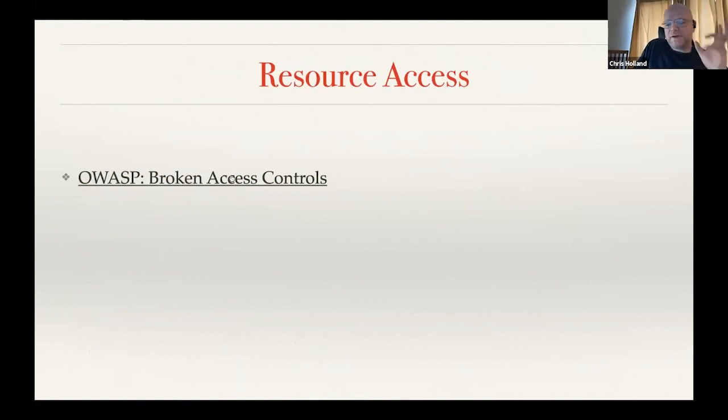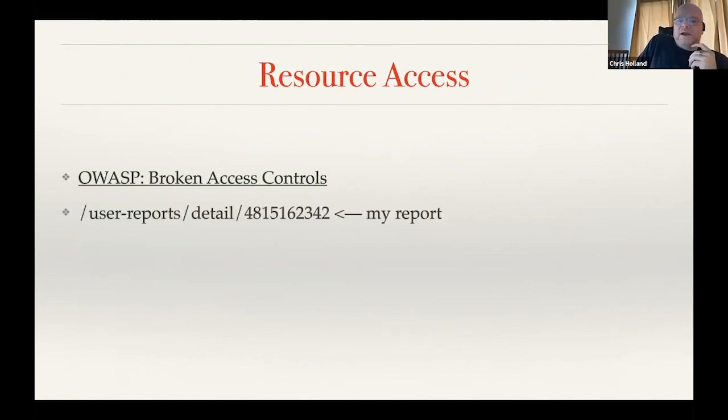If you look at this article, OWASP broken access controls, I highly recommend it. It's a very simple concept. Let's say your application shows a user's report. At some point, a user has their own reports, and they navigate to their report and look at their report detail. They click on a link that takes them to their report with ID 4, 8, 15, 16, 23, 42.